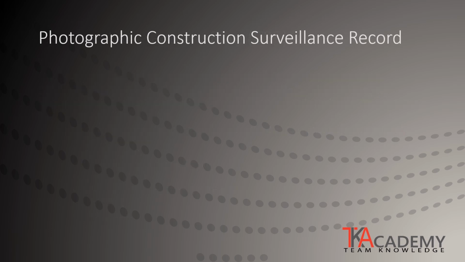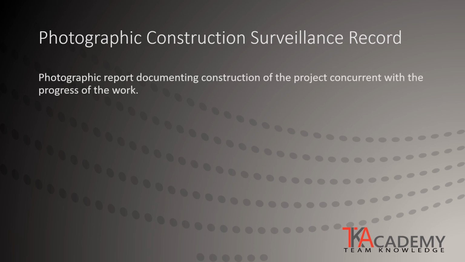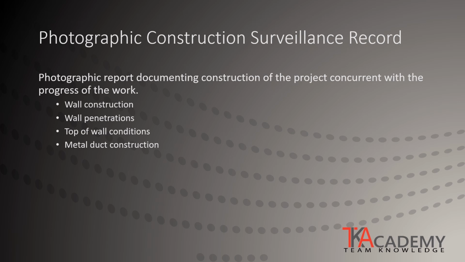The project team is responsible for developing and maintaining a photographic construction surveillance record of how the SCIF was constructed. The photographic report documentation should be developed congruent with the construction progress to document various stages of construction. Particular attention should be given to the wall construction and cavity space, penetrations through a wall, the top of wall connections, and metal duct construction.